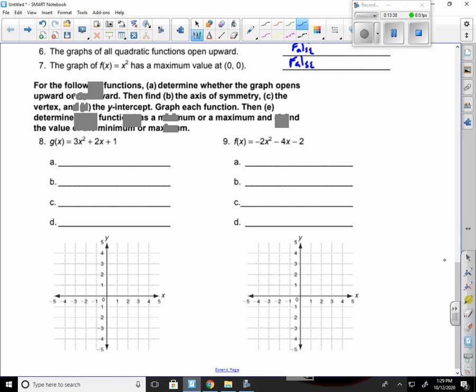For the following functions, determine whether the graph opens upward or downward. Find the AOS, the vertex, and the y-intercept. Then graph each function. Determine if the function has a min or a max, and find the value of the min or max. Wow, got a lot going on here. So first thing I have to do is determine whether it opens up or downwards. This one is upward. I know that because this is a positive 3.